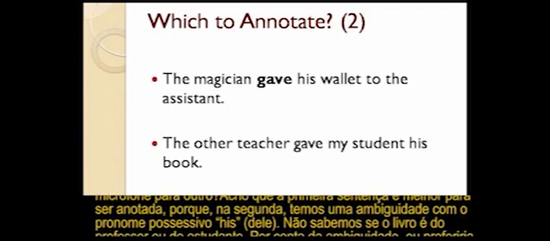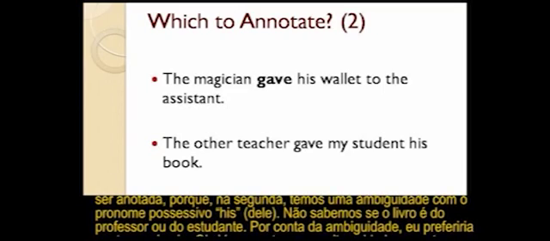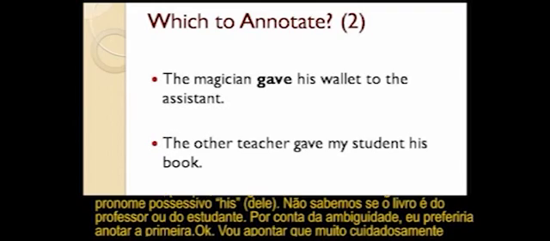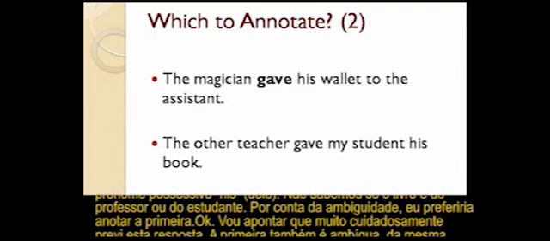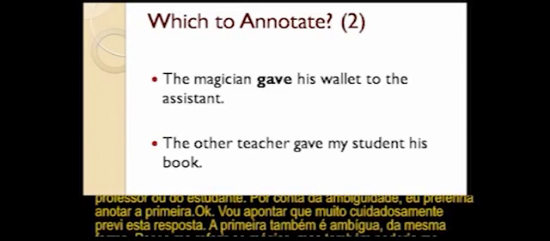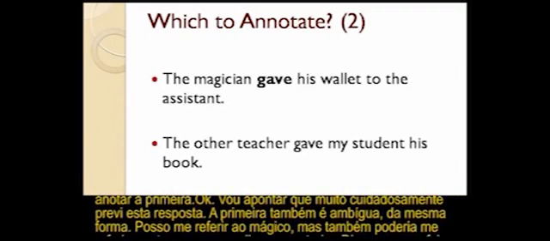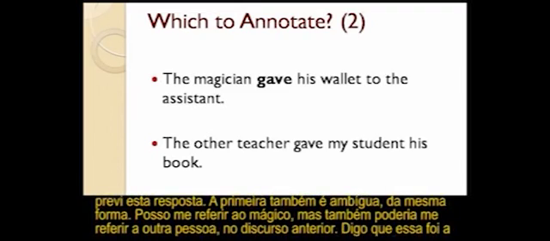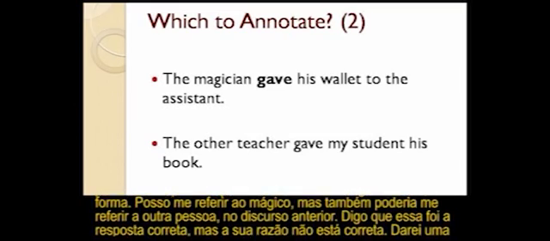in the possessive pronoun his, because we don't know if the book is of the teacher, of the student, and because of this ambiguity, I would rather annotate the first one. Okay, I will point out that I very carefully foresaw exactly this response, and I will point out that the first one is also ambiguous in the same way. So his might refer to the magician, or it could refer to some other person in the previous discourse.